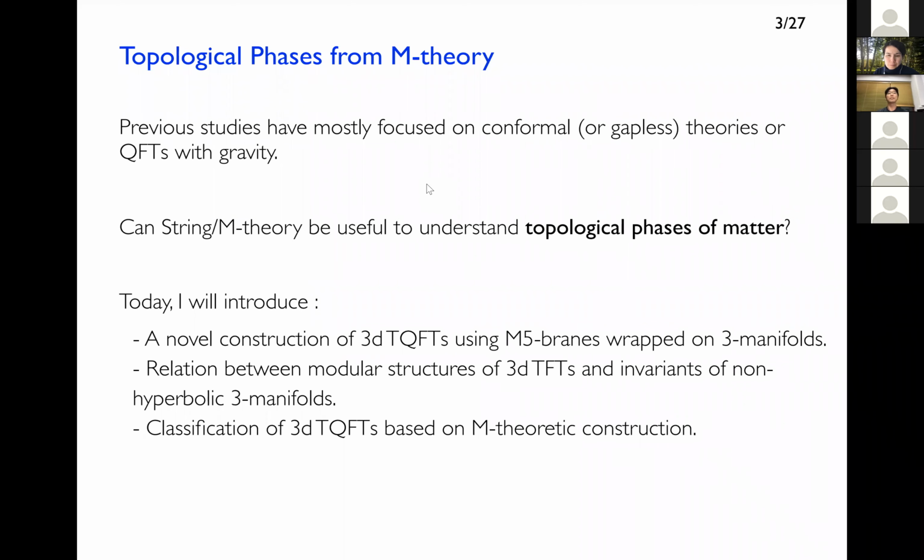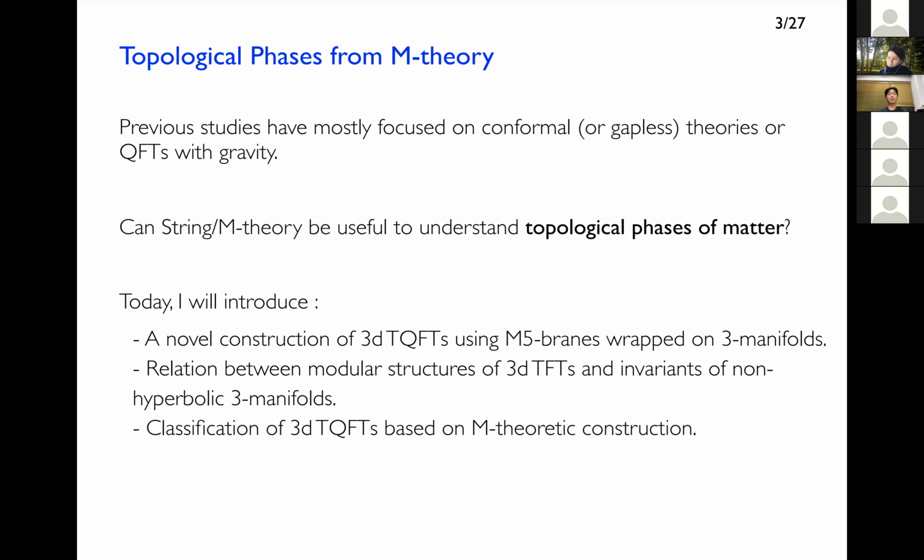However, previous studies have mostly focused on conformal theories or QFTs with gravity, but we can now ask whether string or M-theory can be useful to understand topological phases of matter. Today I'll show you that we can naturally engineer topological theories in M-theory, and presumably such constructions can be used to understand the physics of topological phases.